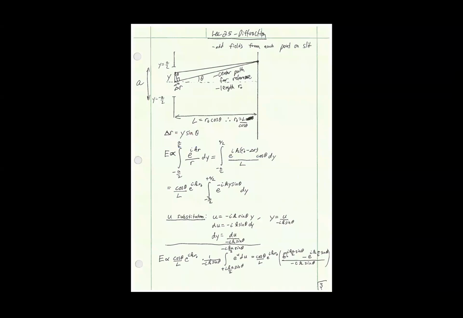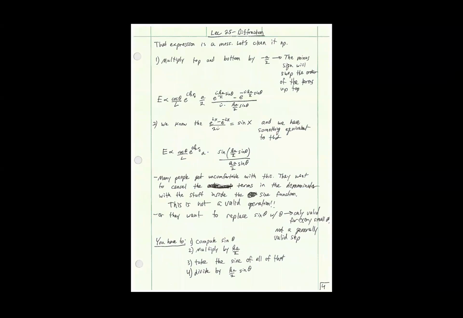We get e to the minus i, whole bunch of stuff, minus e to the plus i, whole bunch of stuff, over some of that stuff. Now that looks like a mess, but we're going to multiply the top and bottom by a over 2. And we're also going to multiply by a minus 1. And when we do that, we get something that looks a lot like a sine. We've got e to the i something minus e to the minus i something over 2i. So we've got sine of Ka sine theta over 2 divided by Ka sine theta over 2.